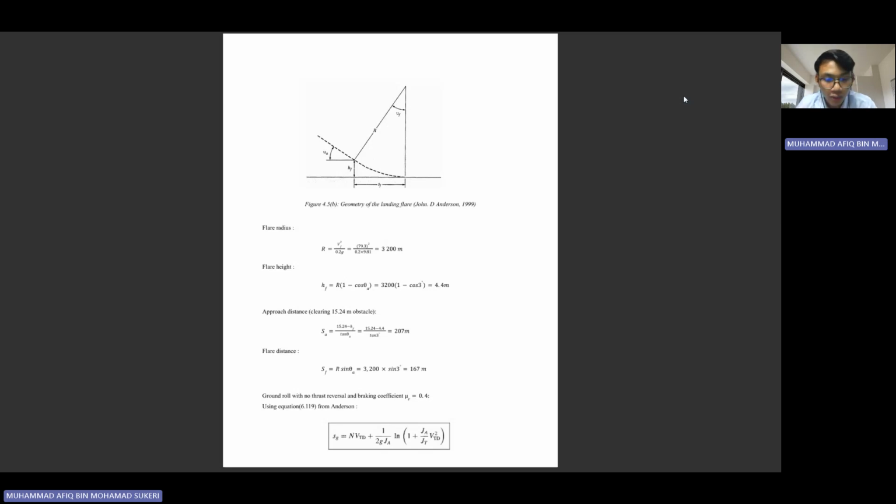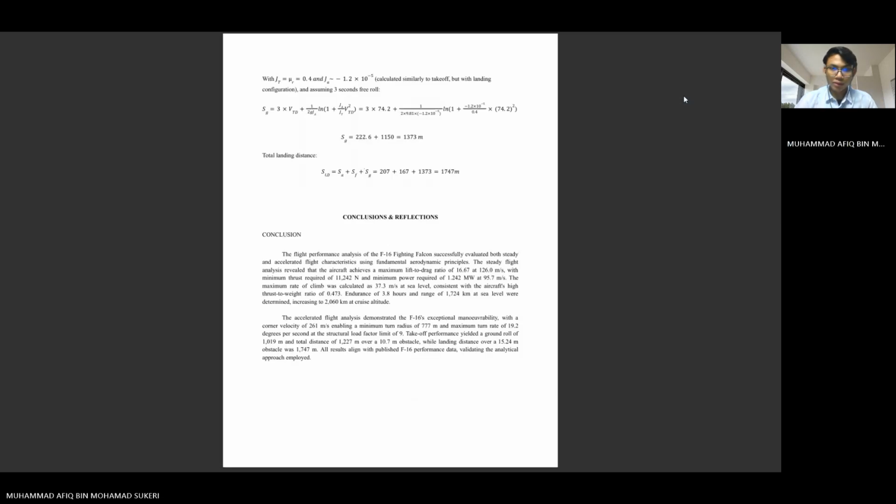And then to calculate ground roll, we can use the equation from the Anderson textbook, equation 6.119, with also an assumption about the braking coefficient mu r equal to 0.4. So I calculated first to get the ground roll, because we have calculated the flare distance and the airborne distance, and finally we can get the total landing distance, which is equal to 1.7 km, which is quite good.